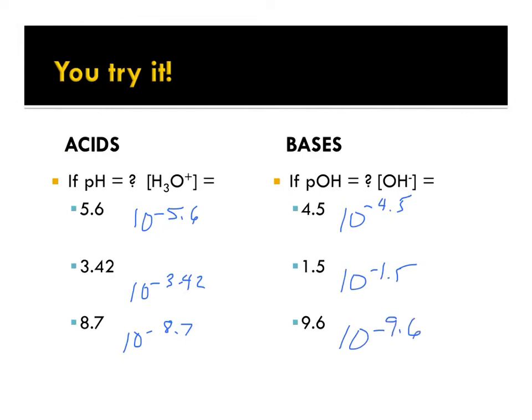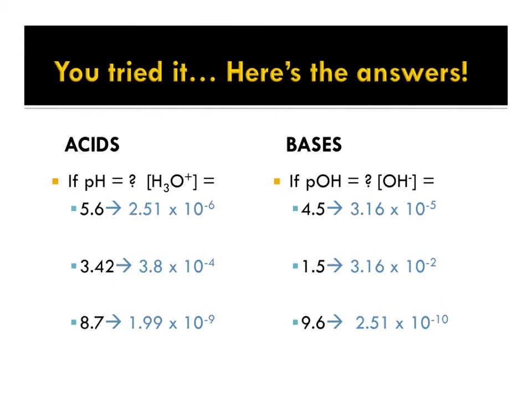The next slide will show the answers to that. So we have 2.51 times 10 to the negative 6, 3.42 times, or well, it would be 3.8 times 10 to the 4th. So here we have those answers and those calculations that you can check.